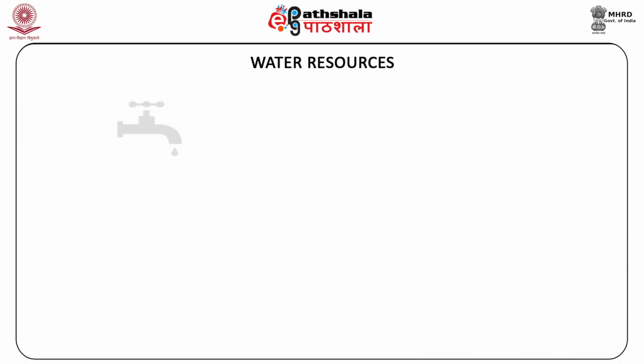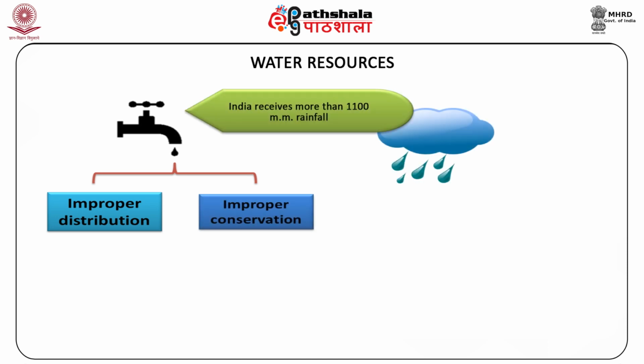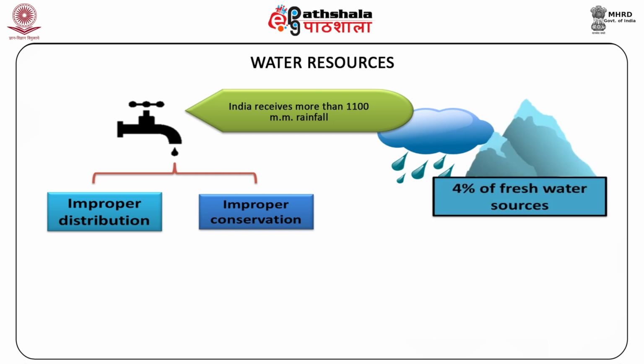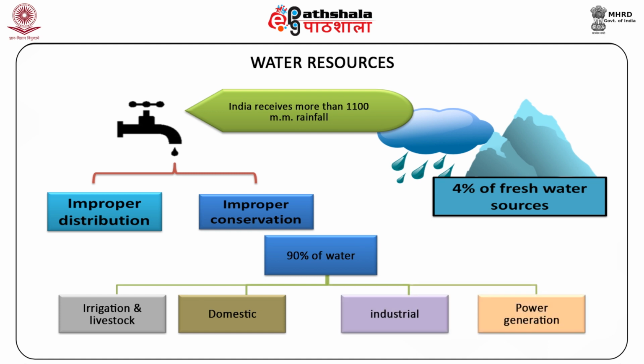Now we will discuss the water resources of India. India has vast resources to meet its water demand, but suffers from improper distribution and conservation. India receives more than 1,100 millimeters of rain annually and has 4% of freshwater resources. Approximately 90% of water is utilized for irrigation and livestock purposes, with the rest for domestic, industrial, and power generation purposes.